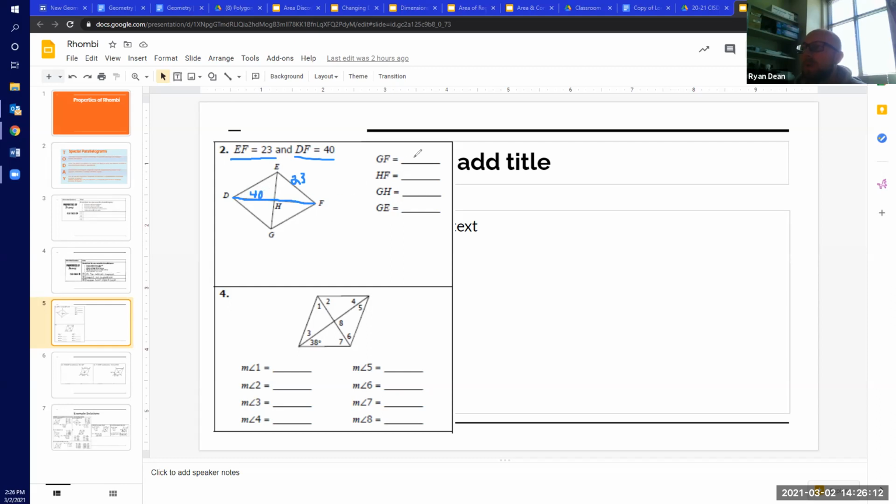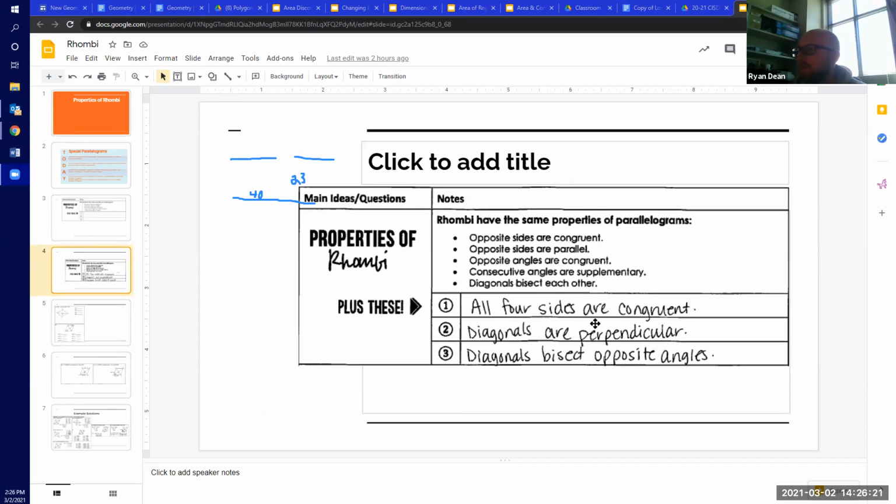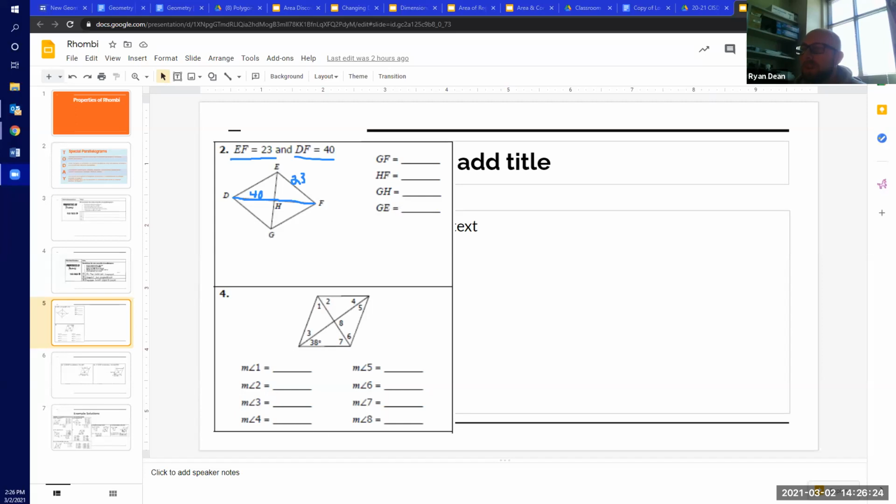The first thing that we're going to take a look at here is GF. Okay, so we go back to our properties of the rhombus, and we see that all four sides are congruent. So that means that GF is going to be the same as EF. That's going to be 23 as well. HF is half of DF, because it is a diagonal piece, diagonals bisect each other. That means that HF is going to be worth a value of 20.